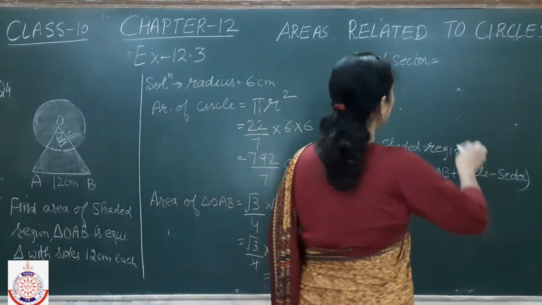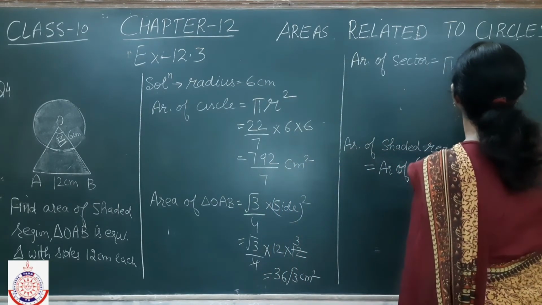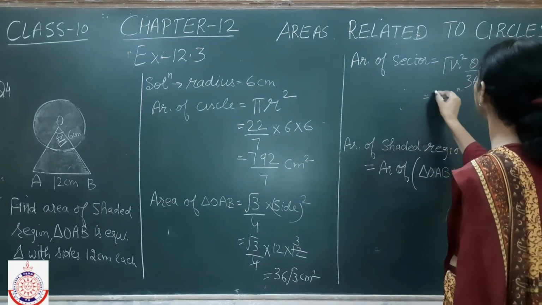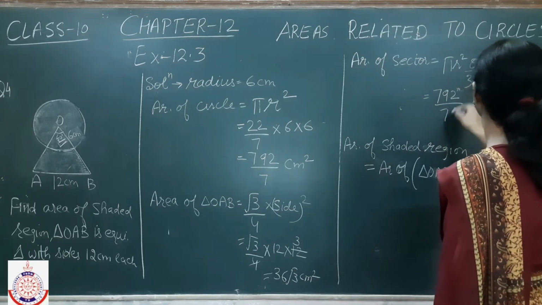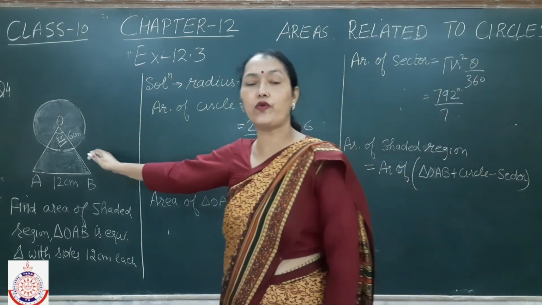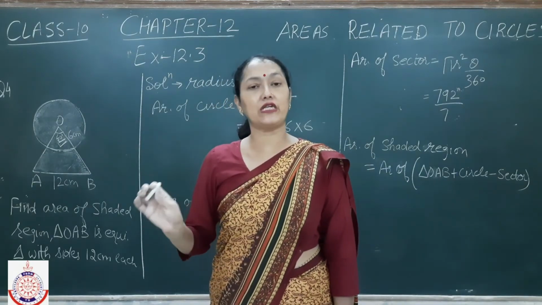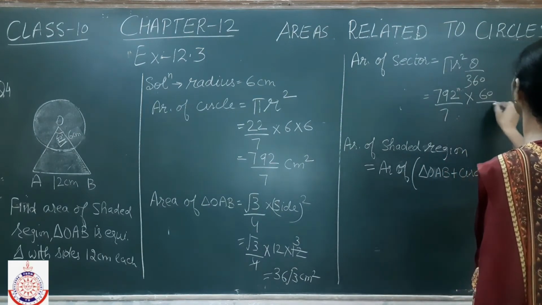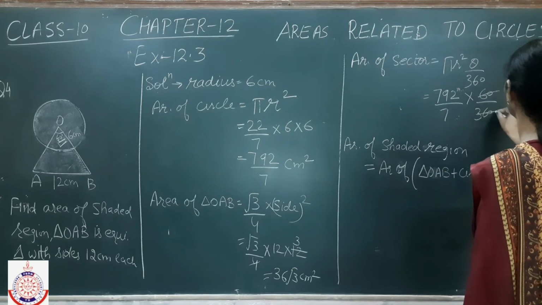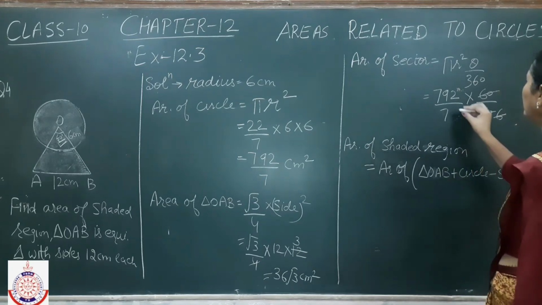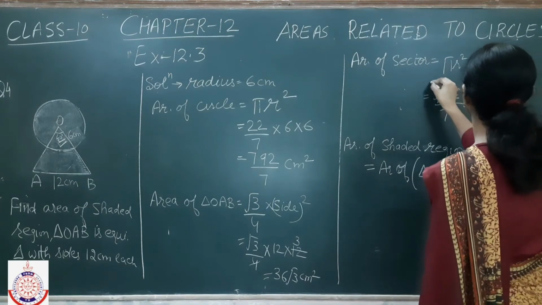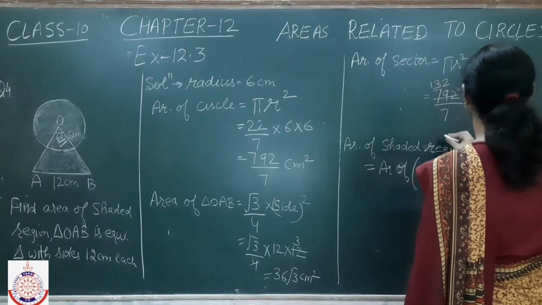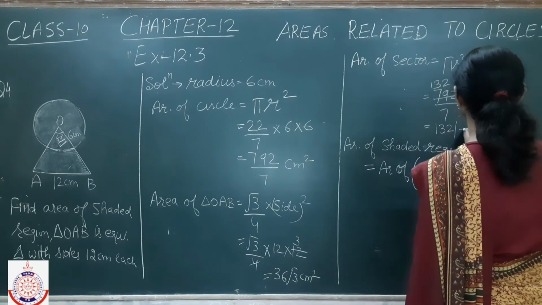Now we will calculate the area of the sector, that is pi r square theta upon 360. Pi r square means 792 upon 7. What is theta? The triangle is an equilateral triangle, so each angle of an equilateral triangle is 60 degrees. So theta will be 60 degrees. 60 upon 360. Cancelling, and here with 6, 6 ones are 6, then 6 threes are 18. So we have obtained 132 upon 7 centimeters square.